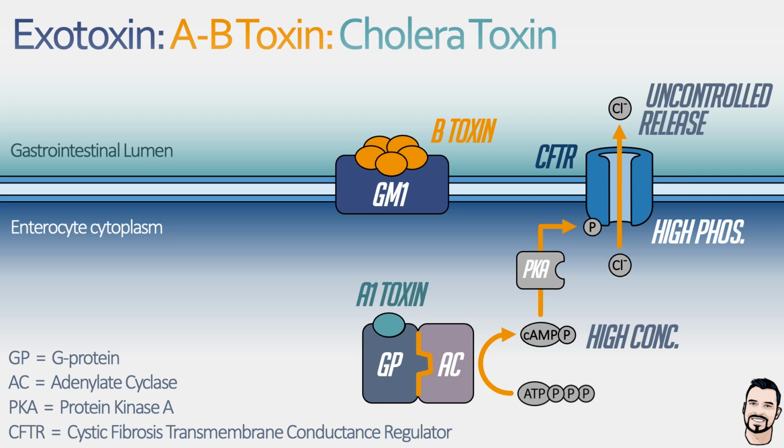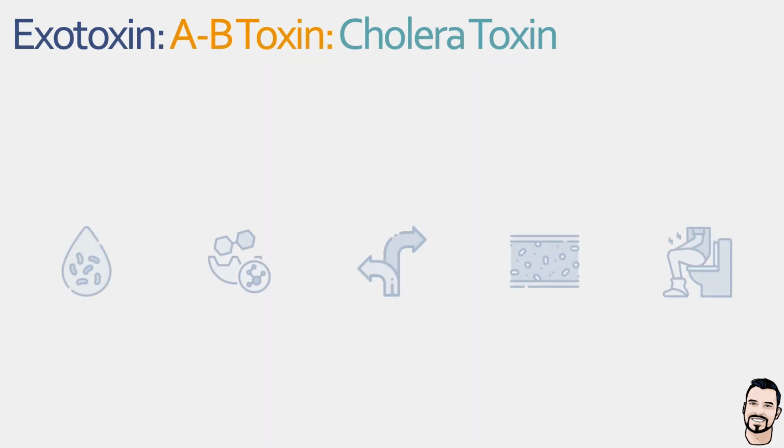Now, when this happens, chloride ions build up in the lumen, and to counter this, we normally get sodium ions following, which then leads to the movement of water into the gastrointestinal lumen, and it is this which forms the pale rice water stool we talked about earlier.